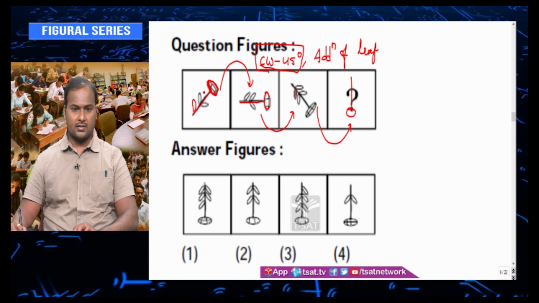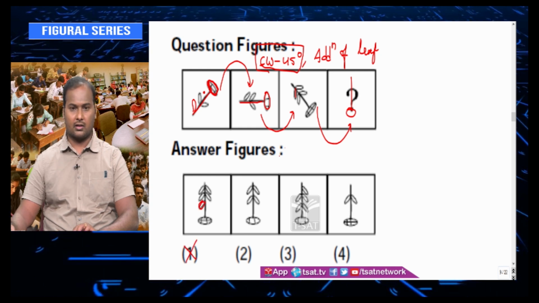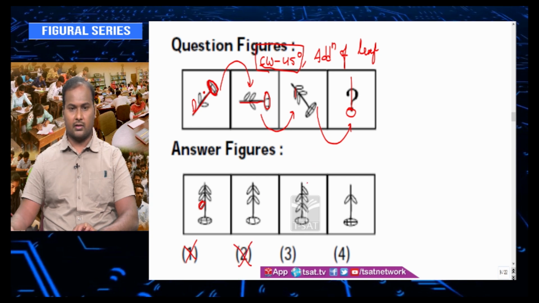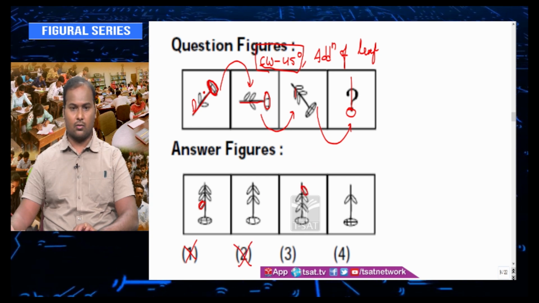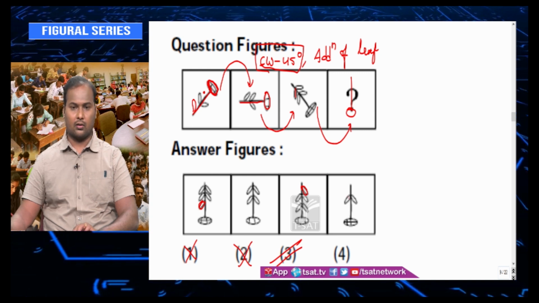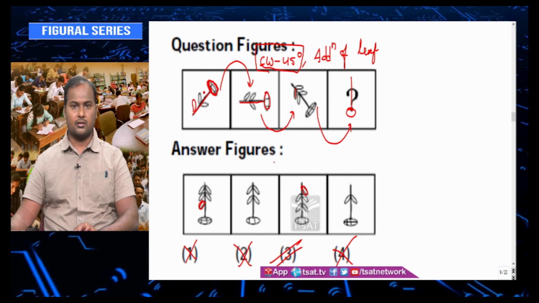See here, this leaf is inside. So this cannot be your answer. Here only 4 leaves are there. See here also 4, here also 4. Not possible. Now you can see here there is an addition of one leaf that is outside. So the answer is option 3. In case of option 4, there are only 2 leaves, which is impossible. So your answer is option 3.